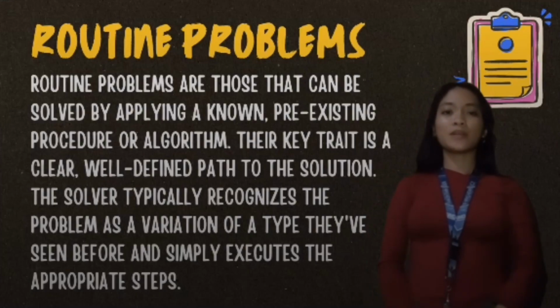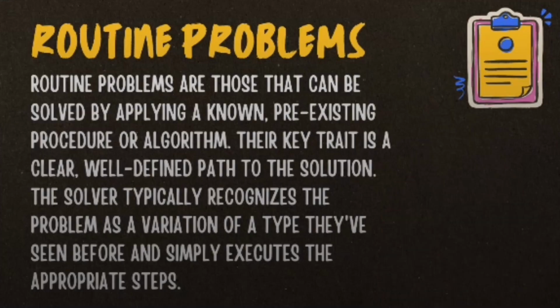The solver typically recognizes the problem as a variation of a type they've seen before and simply executes the appropriate steps. For example, this includes solving a standard algebraic equation, calculating a derivative, or finding the area of a geometric shape using a formula. The focus is on accurate application of a learned technique. In routine problems, it is like when you already know the formula or the steps to solve a certain problem. It is something that you have seen before.